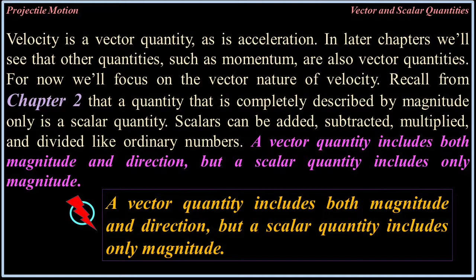Velocity is a vector quantity, as is acceleration. In later chapters, we'll see that other quantities, such as momentum, are also vector quantities. For now, we'll focus on the vector nature of velocity. Recall from chapter 2 that a quantity that is completely described by magnitude only is a scalar quantity. Scalars can be added, subtracted, multiplied, and divided like ordinary numbers. A vector quantity includes both magnitude and direction, but a scalar quantity includes only magnitude.